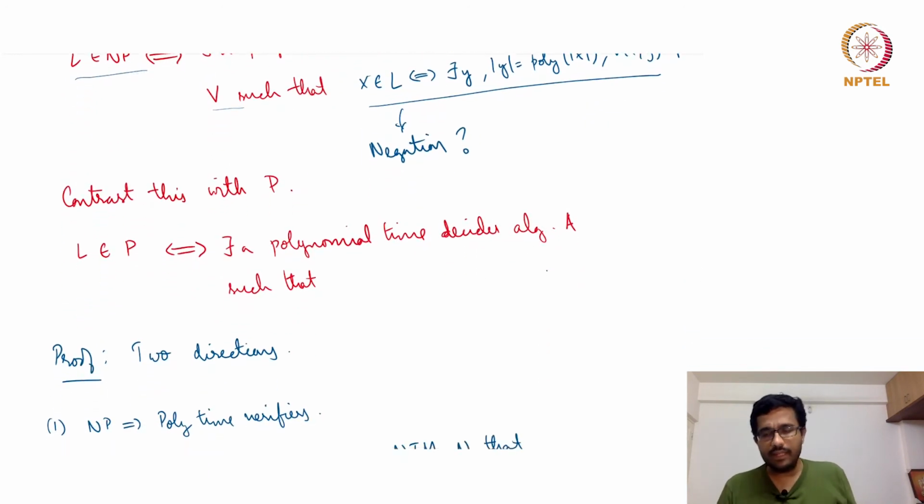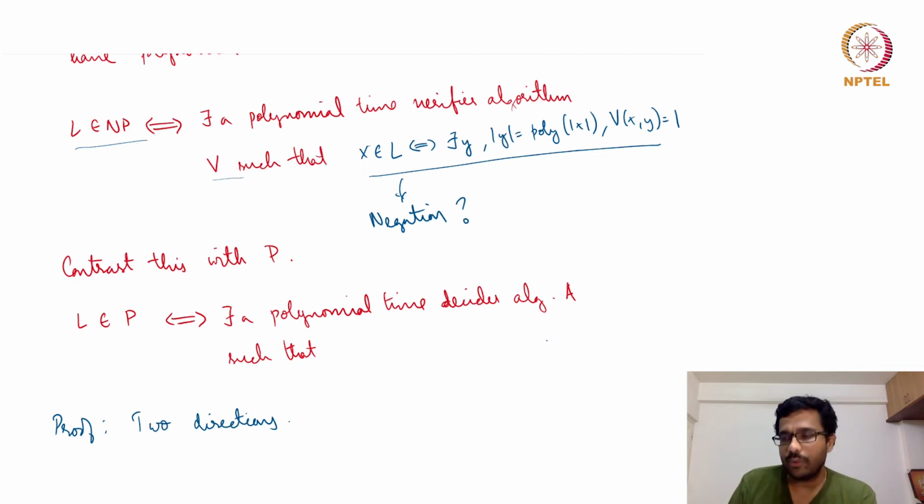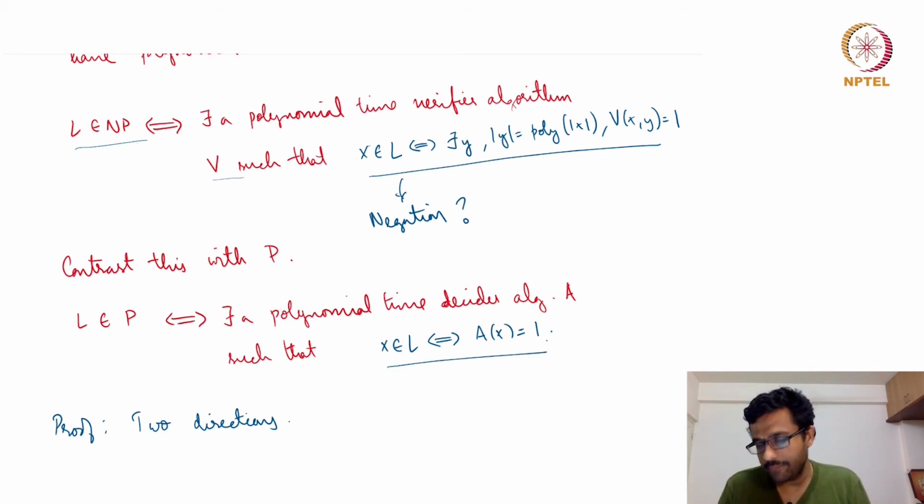And what is P? We already defined P, but just to contrast, we will write it in this form. P is the class of all languages that have a polynomial time decider. So in other words, let's say the decider algorithm is A. If X is in L, then A should accept X, which I write as A(X) = 1.